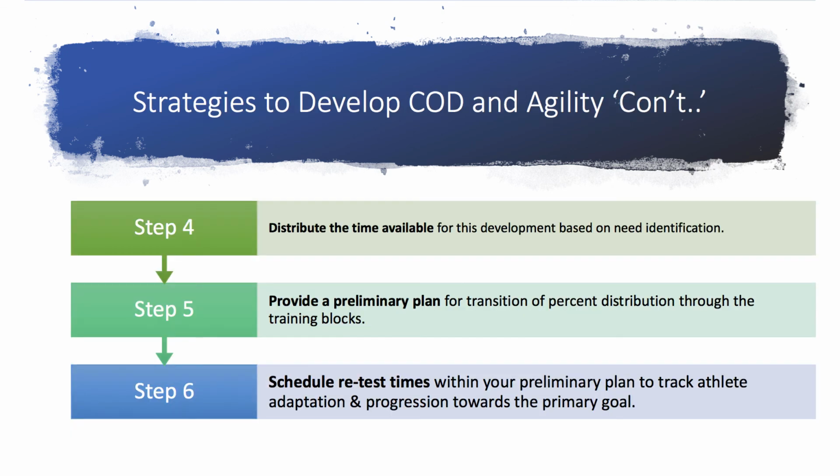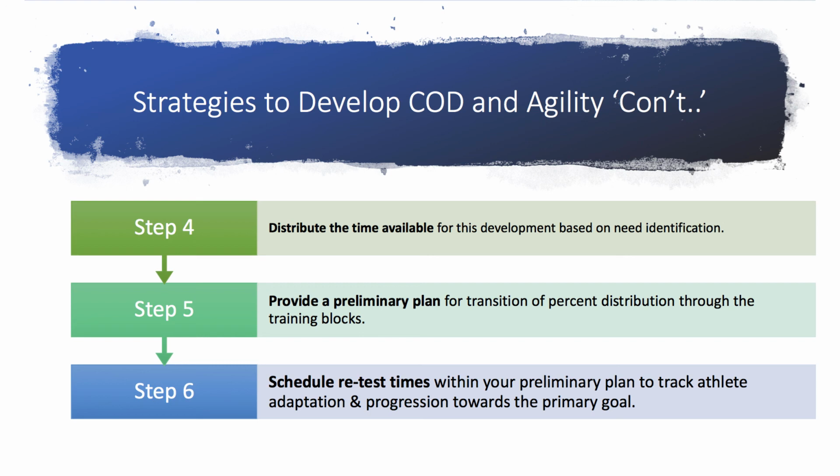Step 4 is you want to distribute the time available for this development based on the need identified. So you've identified your primary, secondary, and tertiary key performance factors that you want to develop, and you distribute the time. So 70% of the time we're working on this, 20% of the time we're working on this, or what have you. But you have to distribute that time depending on how much available time you have. Do you have 12 weeks? Do you have 6 weeks? Do you have 4 weeks with the people? That's when you have to set aside the time based on the total time you have working with that individual. Step 5 is provide a preliminary plan for transition percentage distribution through the training blocks.